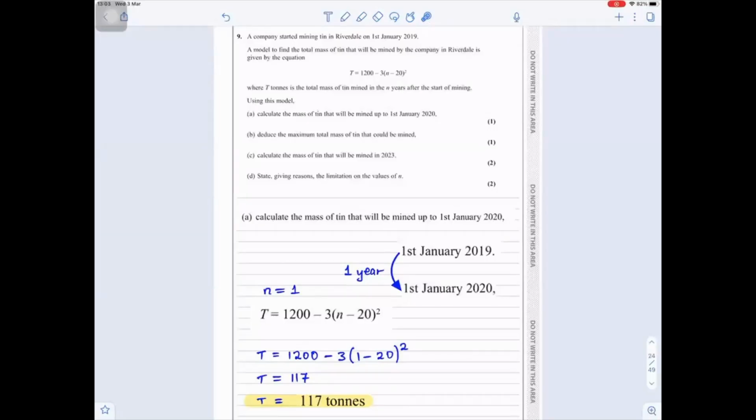Question number 9. A company started mining tin in Riverdale on 1st January 2019. Part A: calculate the mass of tin that will be mined up to 1st January 2020. So you start from 1st of January 2019, New Year's Day, up to New Year's Day 2020. The difference is 1 year, so N is equal to 1. We write the expression and put N is 1: 1,200 minus 3 bracket 1 minus 20. Put that in your calculator. It gives us T to be 117 tons. That's what they would extract.